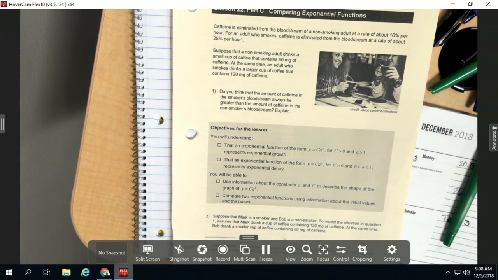Caffeine is eliminated in the bloodstream of a non-smoking adult at the rate of 16% per hour. For adults who smoke, caffeine is eliminated from the bloodstream at a rate of 25% per hour. Suppose that a non-smoking adult drinks a small cup of coffee that contains 80 milligrams of caffeine. An adult who smokes drinks a larger cup that contains 120. Question 1, do you think that the smoker will always have more caffeine in his bloodstream than the non-smoker? Since it starts higher, always have more.